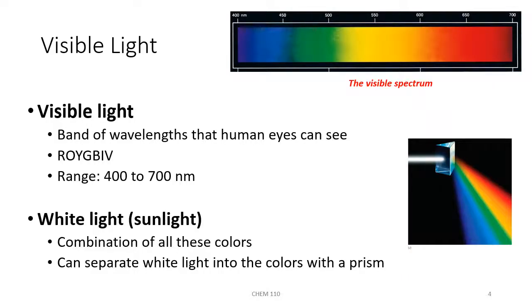Since visible light is the only portion of the electromagnetic spectrum that we can actually see with our eyes, we're going to study how matter can interact with light. The range of the visible spectrum we said is from 400 to 700 nanometers. And if we were to take white light from a light bulb or from sunlight, and shine it through a prism, we could break that white light up into all of the colors that make up the visible portion of the electromagnetic spectrum. We could essentially separate white light into its component colors.